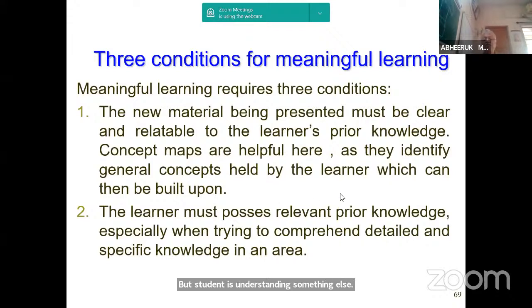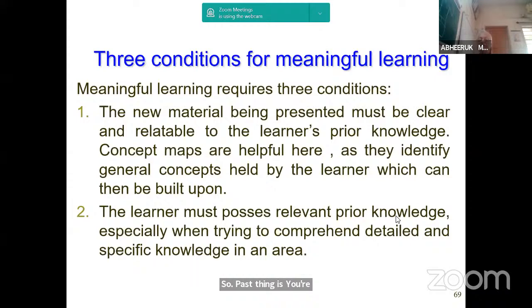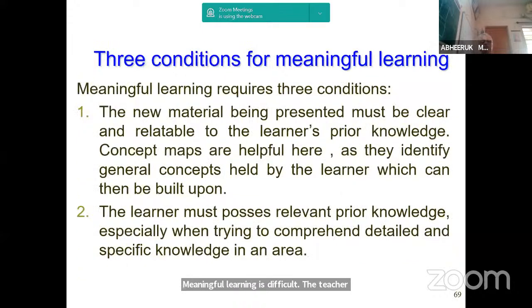So the learner must possess relevant prior knowledge, especially when he's trying to comprehend. So the first thing is that prior knowledge is required, that should be clear, then you give the new knowledge. And another problem in learning is that meaningful learning is difficult. The teacher can do these things: you can give the material nicely, then give prior knowledge, then new knowledge.